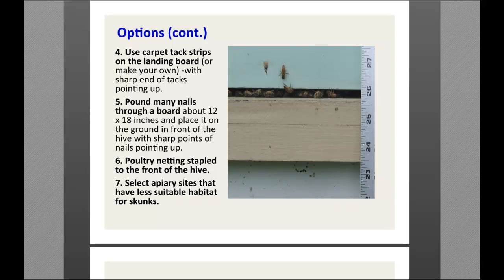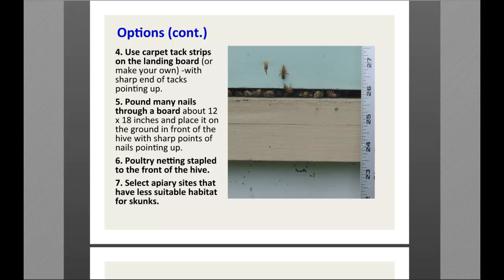And you can make your own, and I have done that already, where I've made my own and just attached them to the entrance. And then taking a piece of wood and pounding many nails through it, maybe a 12 by 18 inch board, like a treated plywood or something like that, and put the sharp nails pointing upward, that too may discourage the skunk from spending time below the entrance of your hive or your bottom board.